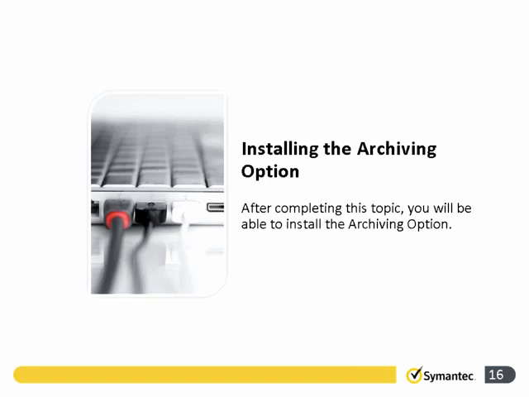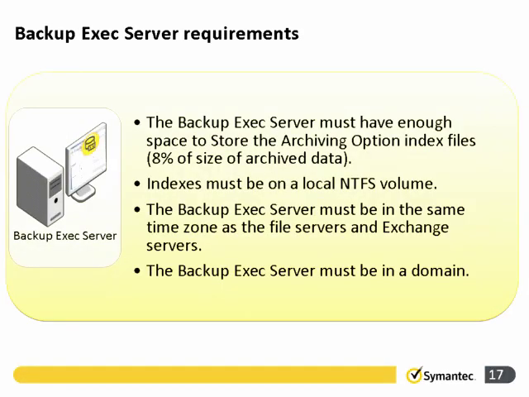To install the archiving option, the Backup Exec server must have enough space to store the index files, which are going to be about 8% of the size of the archive data. The indexes must be on an NTFS volume. The Backup Exec server must be in the same time zone as the file servers and Exchange servers. So if you are trying to archive to a data center, you must have the Backup Exec server in the same time zone as the servers you're archiving. And Backup Exec must be in the same domain as the servers you're archiving.